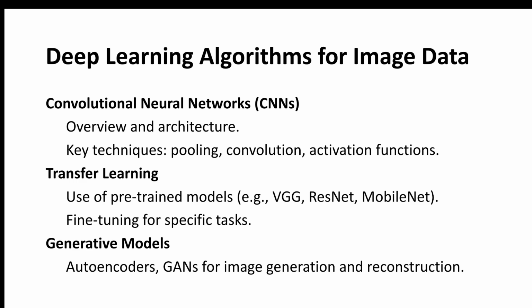Next, the last deep learning algorithm, that is the generative model. Now these generative models are like generative adversarial network and autoencoder, which are used for image generation and image reconstruction. An example application of the generative model is to generate images, face images, to improve the data set for our classification task. Or also we can remove the noises from the images.